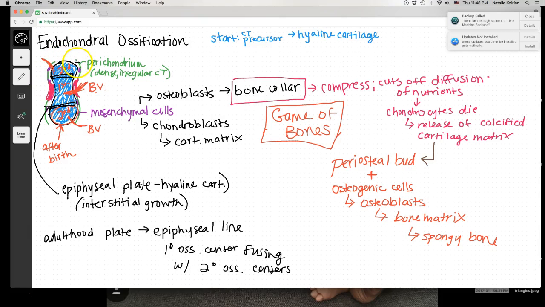So I know this was a little bit lengthy, but hopefully it gave a little bit clearer picture as to how this process takes place. So if you are still unsure about a certain phase of this process or intramembranous ossification, please contact me at any time.